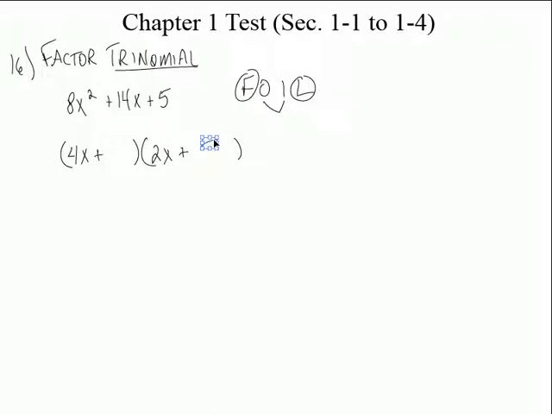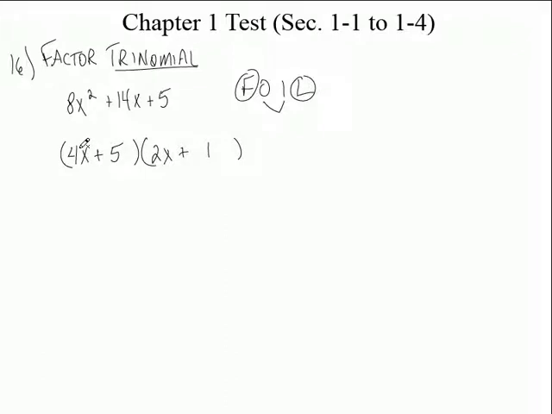Now there's nothing else that multiplies to be 5 except for 1 times 5. But I could change the order of the 1 and the 5. Let's see if that works. So let's try it. Again, I'm fine with the first and I'm fine with the last. It's the outside and inside that I'm checking.